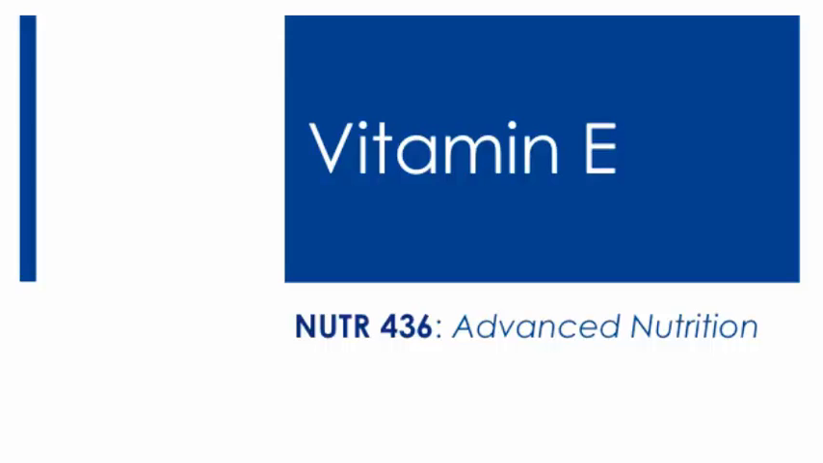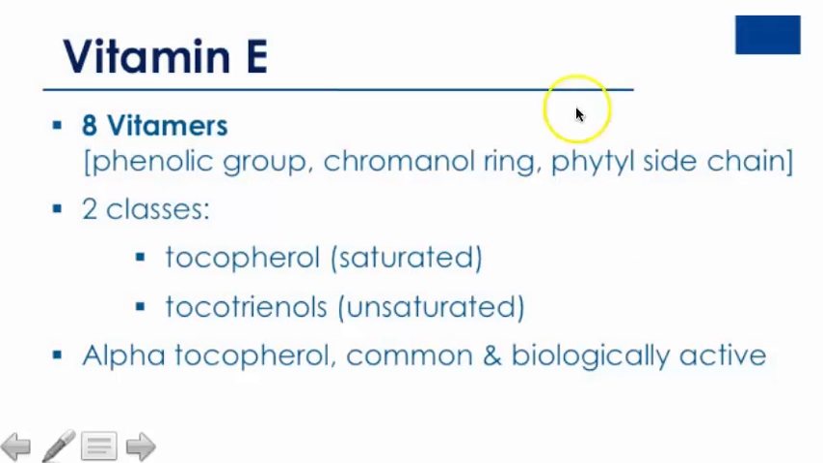Vitamins and minerals, vitamin E. We will now discuss this next vitamin serving an antioxidant role in various tissues. We see that vitamin E has 8 forms called vitamers. Each of the vitamers contains a chromanol ring with a phenolic functional group with an attached phytyl side chain.